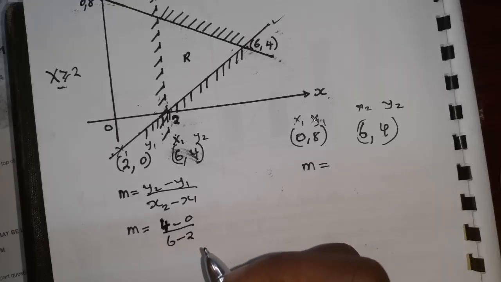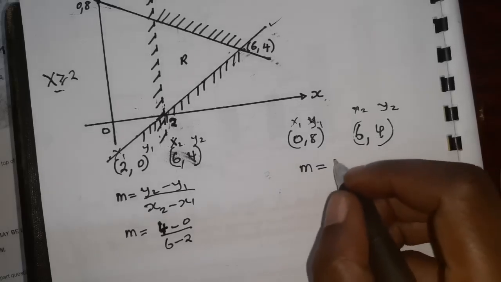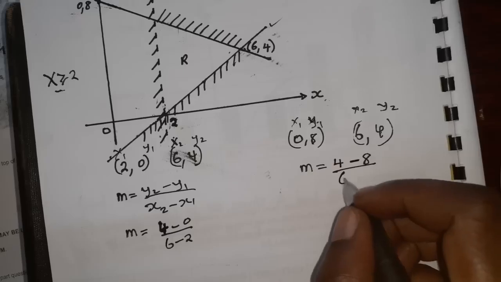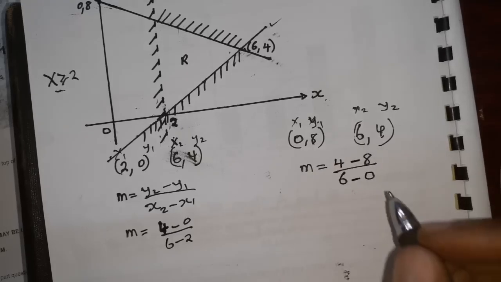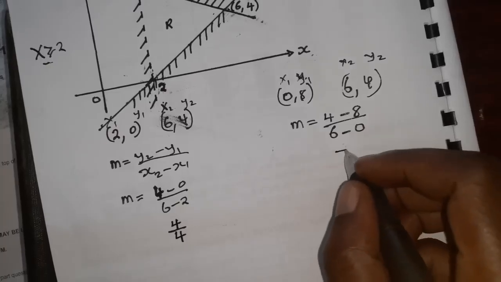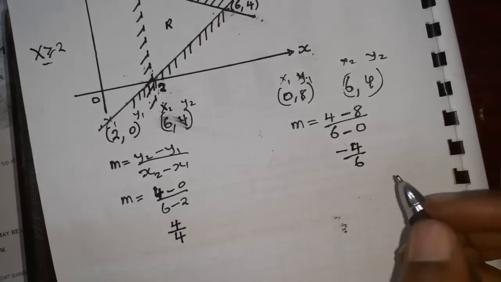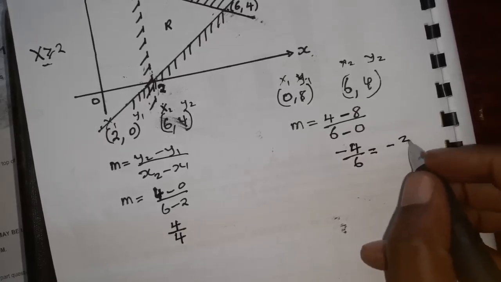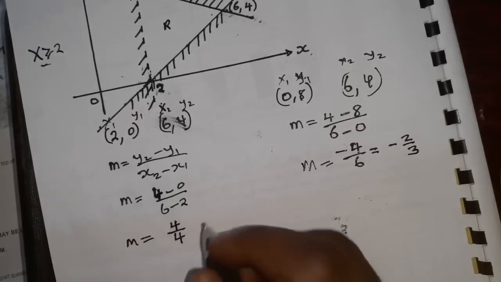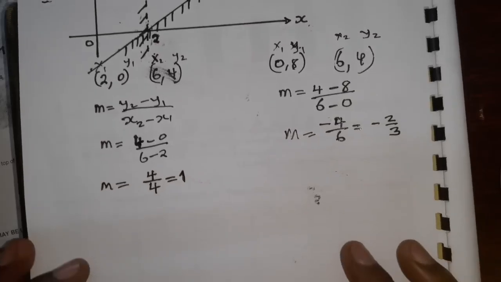All right? This side, it's going to be again 4 minus 8 over 6 minus 0. So what do we get here? Here we'll get 4 over 4. Here what are we going to get? Negative. Here we're going to get negative 4 over 6. You can simplify this one as negative 2 over 3. This is our gradient here. Then this side, our gradient is going to simplify as 1. Okay, so I'm doing them simultaneously.